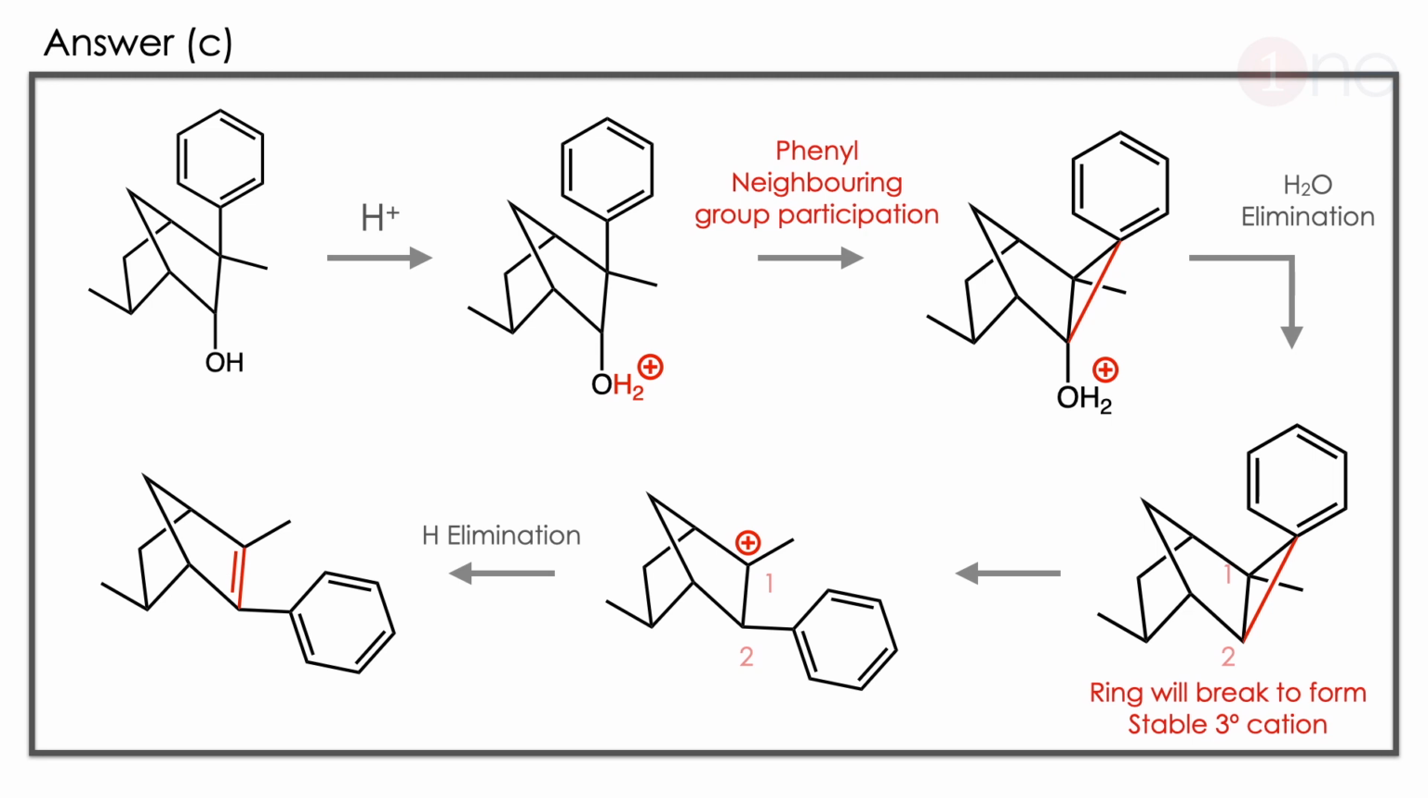Here you have to know two things. One is neighboring group participation, and the ring will break selectively based on the carbocation formation.